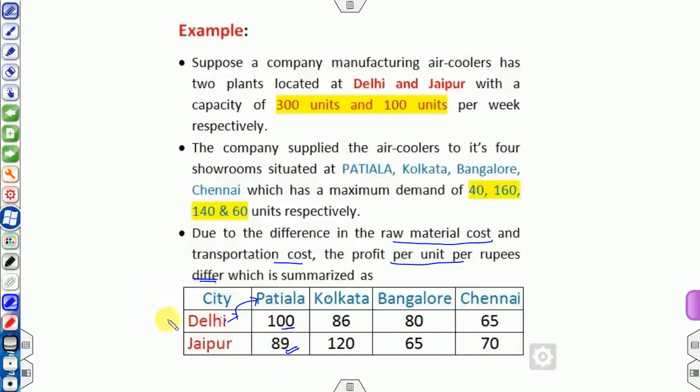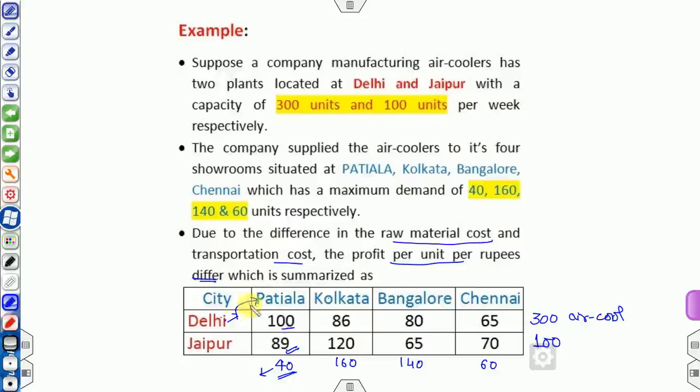So the question arises: the capacity of Delhi is 300, so they have a maximum of 300 units of product. For Jaipur, the maximum is 100. For Patiala, the maximum demand is 40, while for Kolkata it is 160, Bangalore is 140, and Chennai is 60. So what is the meaning? Delhi has a maximum of 300 air coolers, and Patiala's requirement is 40. They can buy a maximum of 40 air coolers.